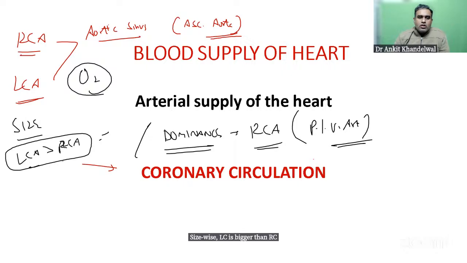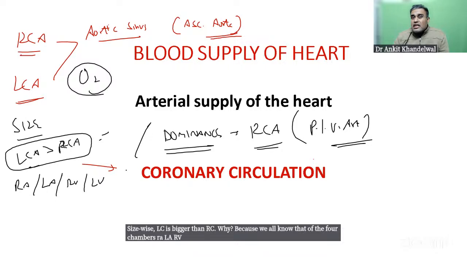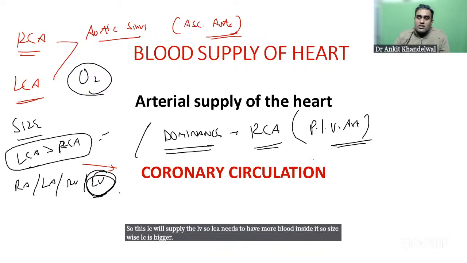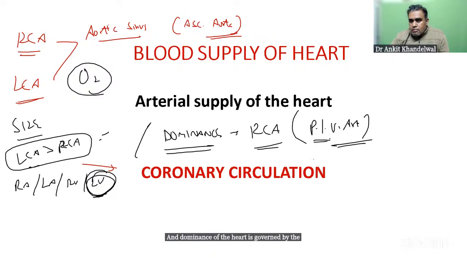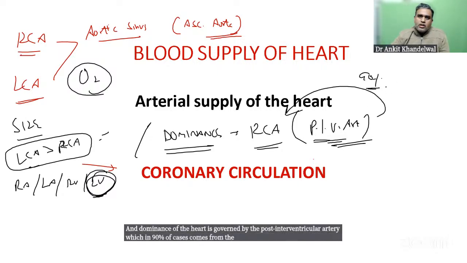Why? Because we all know that of the four chambers, RA, LA, RV, LV, the thickest chamber, which supplies blood to the entire body, is the left ventricle. Thickest, no? Thickest means the myocardium is very thick. Blood pressure 120/80 is from the LV only. So this LCA will supply the LV, so LCA needs to have more blood inside it. So size-wise, LCA is bigger. And dominance of the heart is governed by the posterior interventricular artery, which in 90% of cases comes from the right coronary artery. Basics. Then let us see more.